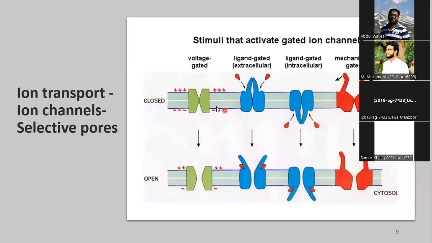So I mentioned that these are specific pores. They are not open to every ion. So the opening and the closing of these pores depend on various factors. For example, there are channels which depend on the voltage. The difference in the voltage on both sides of the membrane determines whether the channel will open or not.